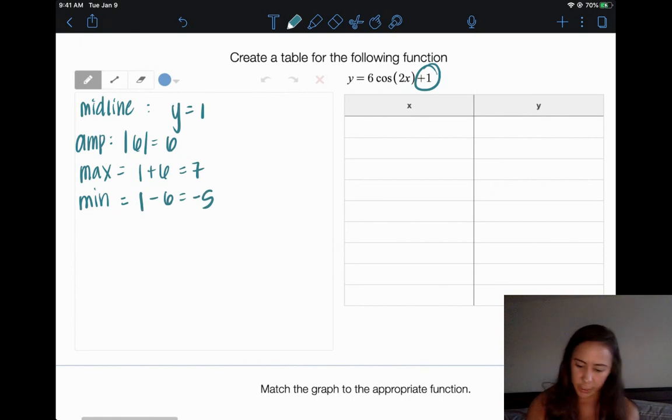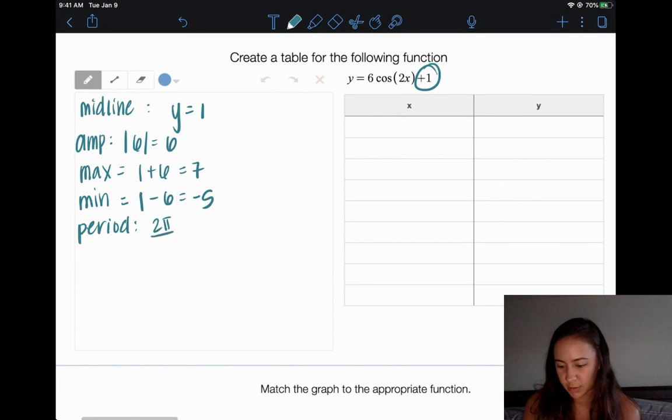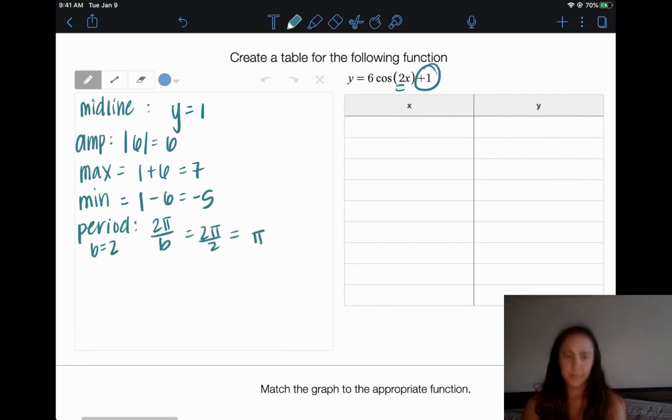And then the period, well, that is 2 pi divided by b. b in this case is equal to 2. So 2 pi divided by 2, which is just pi. All right, so let's fill in your x values. You're always starting at 0. Your 5th point will be pi.